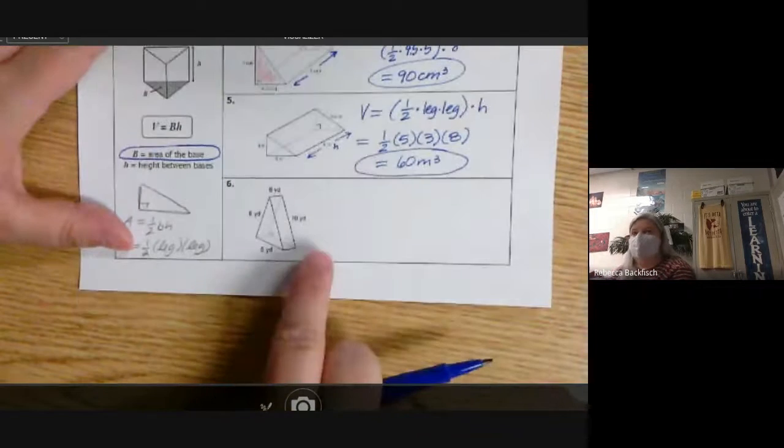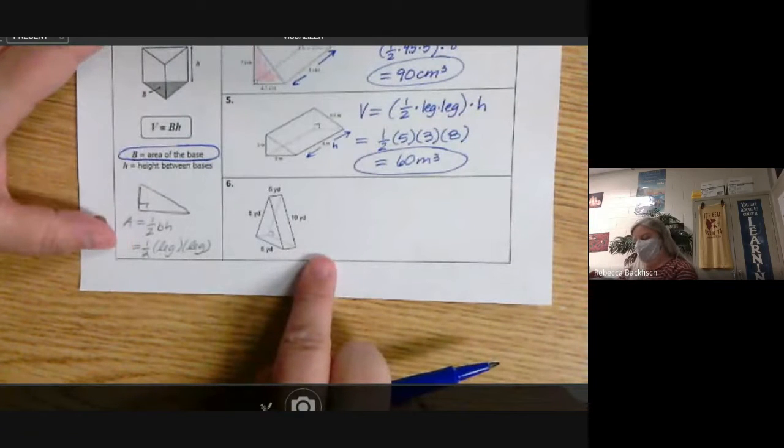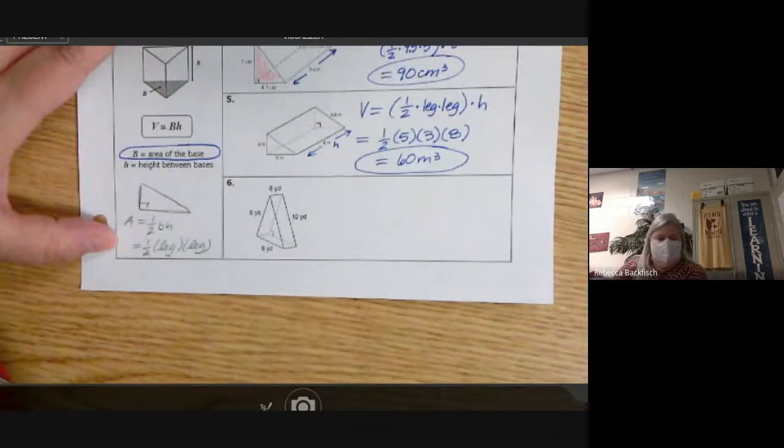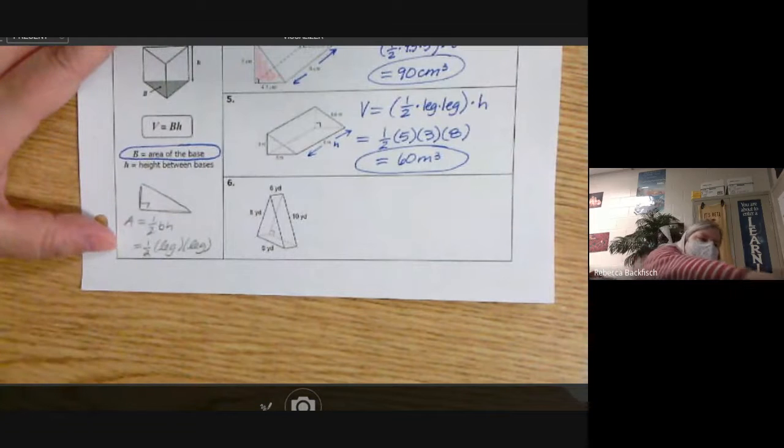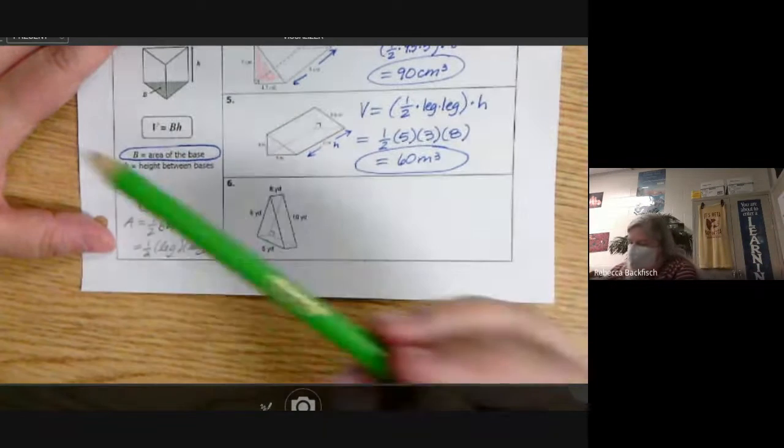Go ahead and try this one. Always start by thinking about where your base is and what the base is.